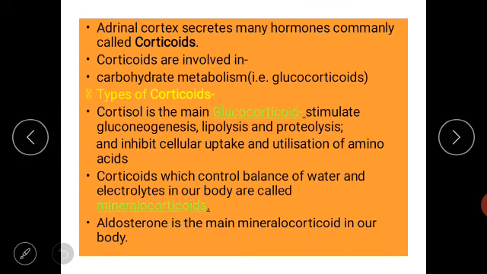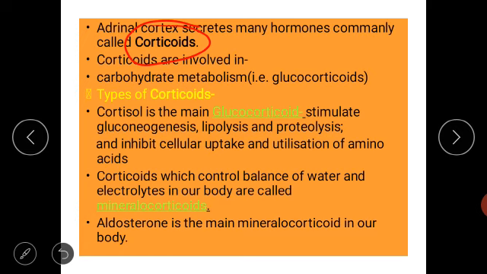The adrenal cortex secretes many hormones, and those hormones are commonly called corticoids. Corticoids are involved in carbohydrate metabolism. So the type of corticoid hormone involved in carbohydrate metabolism is called glucocorticoids. Now we'll study the types of corticoids.